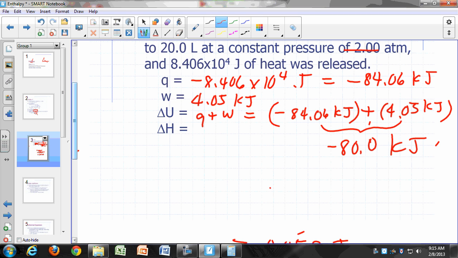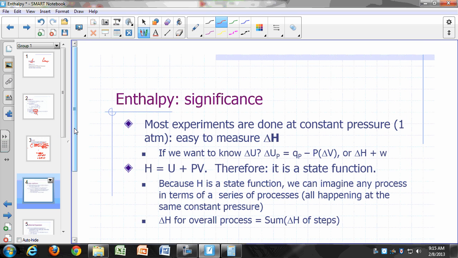What's our delta H? At constant pressure, delta H is just equal to Q. See, it's the easiest one to calculate. It's just equal to Q. Easier than calculating delta U. You don't have to worry about the PV work. And most of the time, that's all we're interested in.